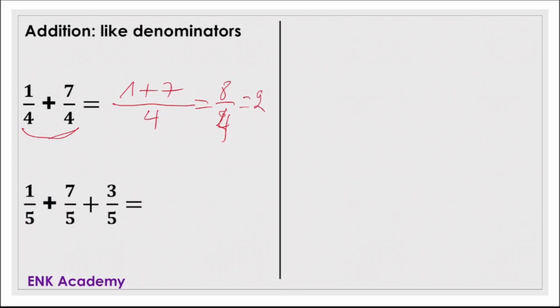Even though we have 3 or more fractions with like denominators, we carry on with the number 5 over here. Then we add 1 plus 7 plus 3, which gives us 11 over 5. And then you can choose to write it as a mixed number by calculating the division between 11 and 5, which gives us the quotient 2 with the remainder 1, and then 1 over 5.